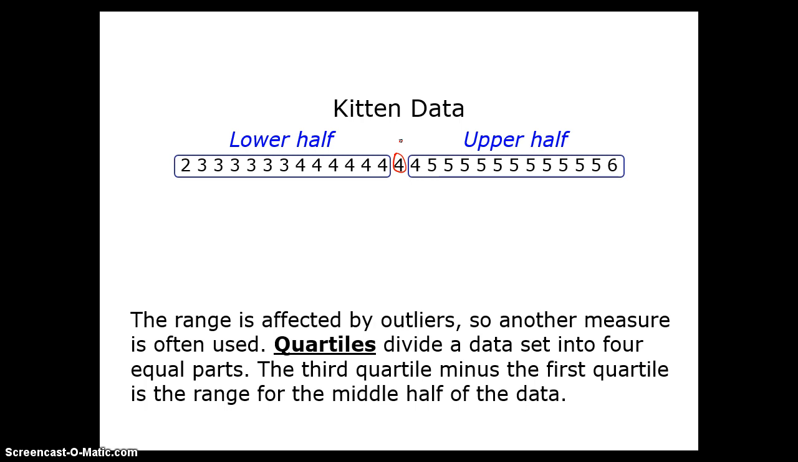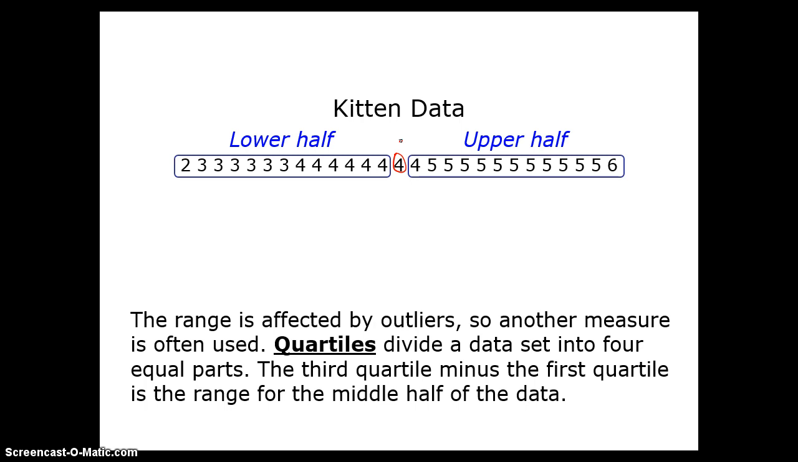So let's look at the lower half and then the upper half. Since the range is affected by outliers, we sometimes need to use another measure to describe the data. Quartiles are one of those measures we can use. They divide the data into 4 equal parts. So let's find the quartiles.